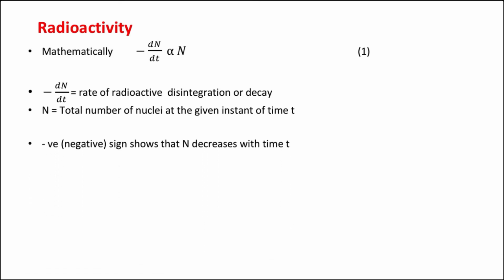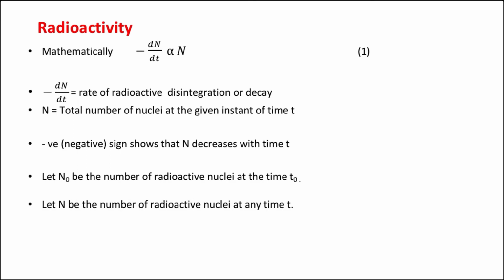And what does the negative sign here indicate? It indicates that N decreases with time. It is quite obvious. If one disintegration takes place, we lose one atom or one nucleus. So N goes on decreasing as time increases. That is represented by the negative sign. Now let N0 be the total number of radioactive nuclei at the time t0.